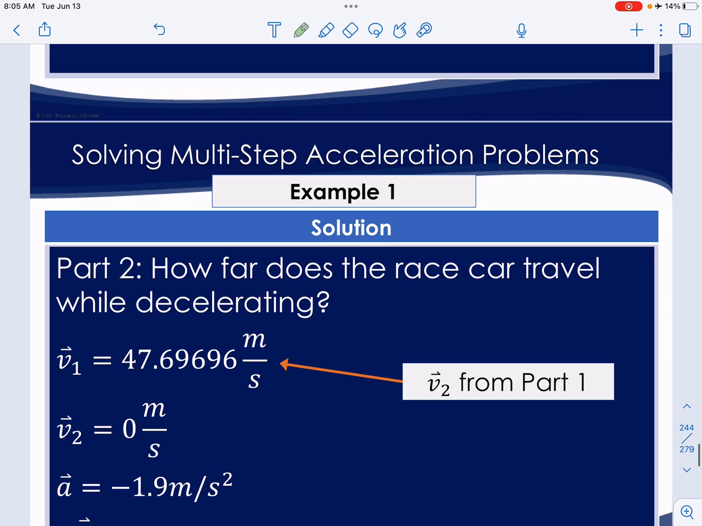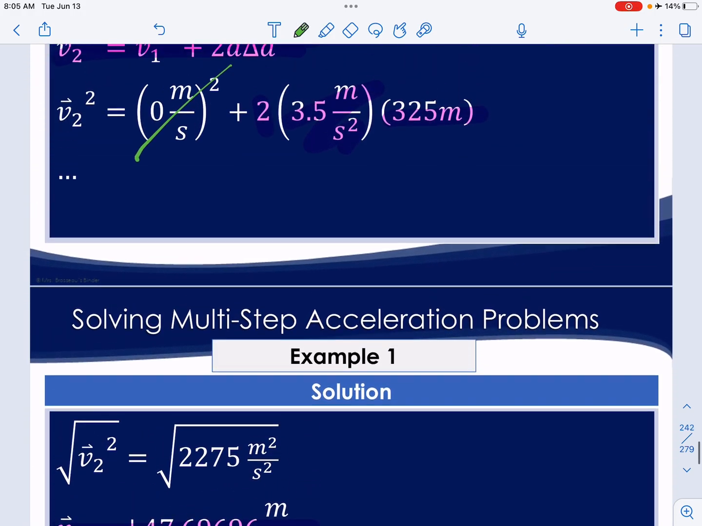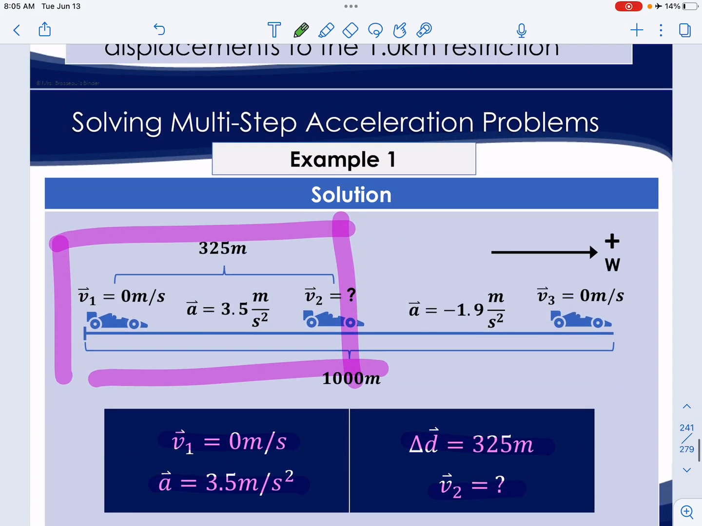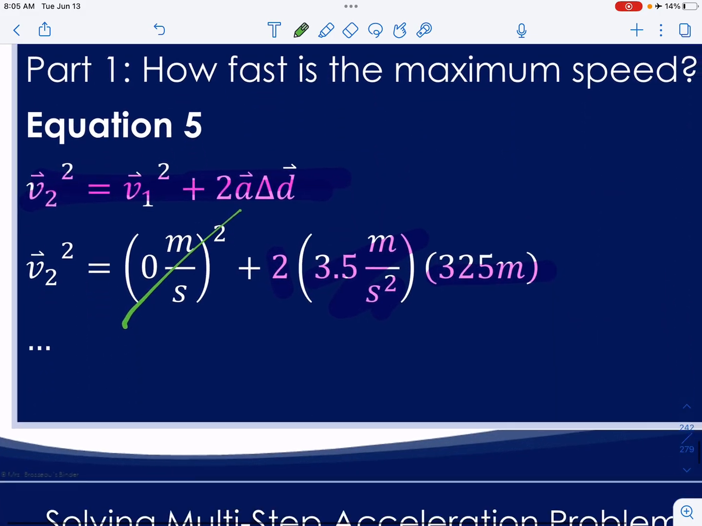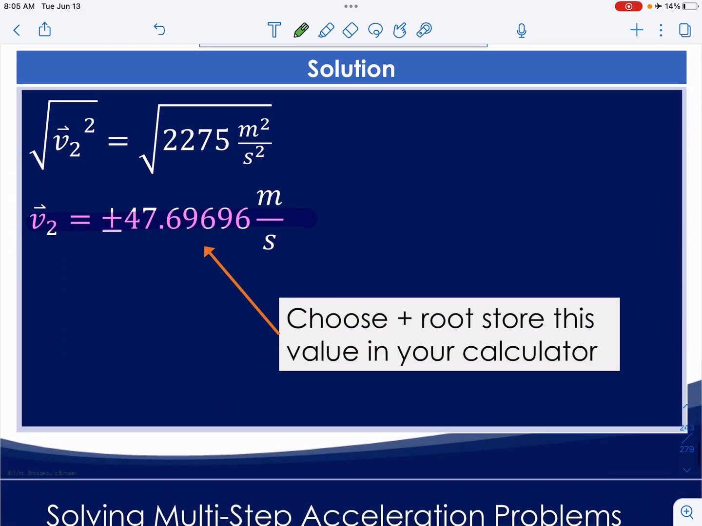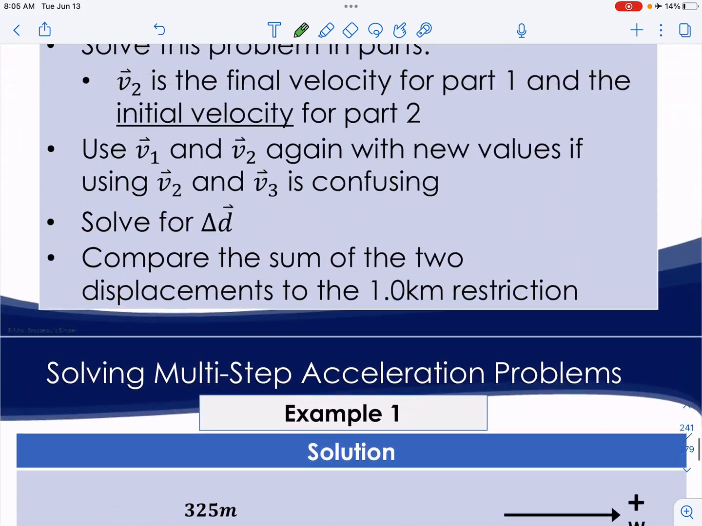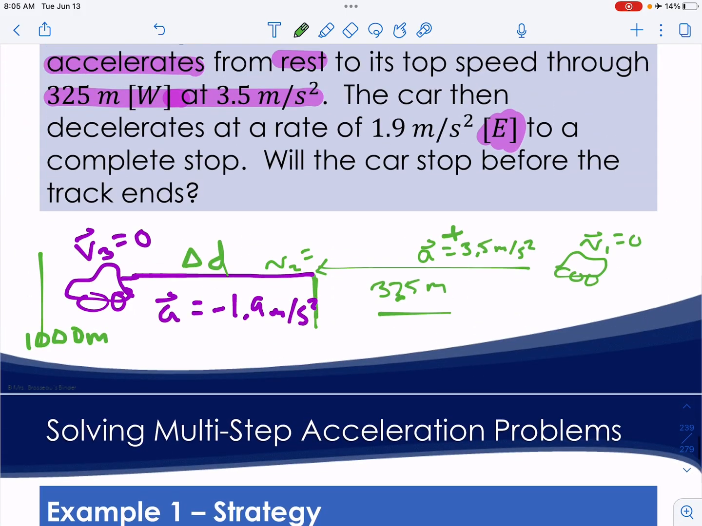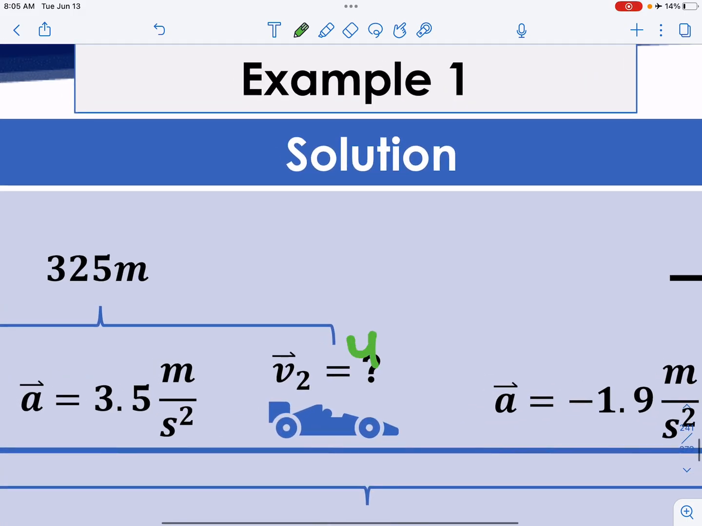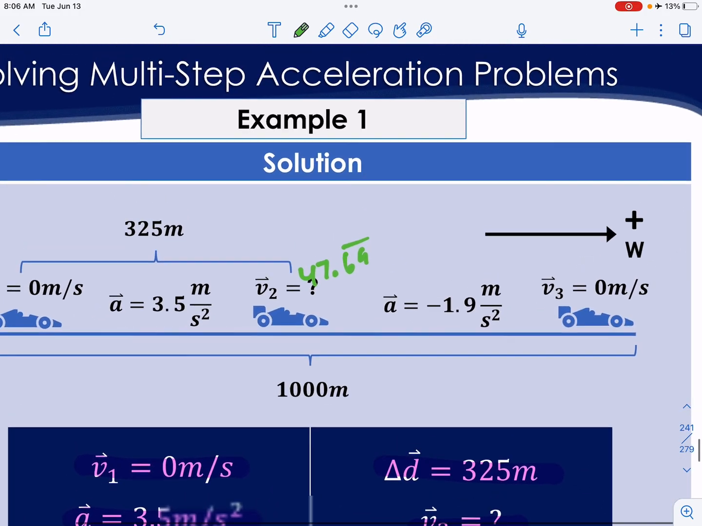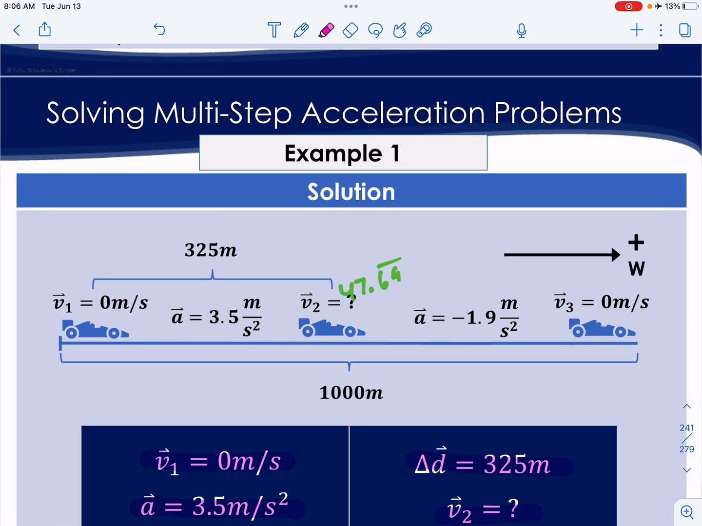Okay, so now our V2 is this, but now we're looking at the second section. So now we say, okay, we know this V2, and what was the value of it? It was 47.69, repeating. So now we're looking at this section.